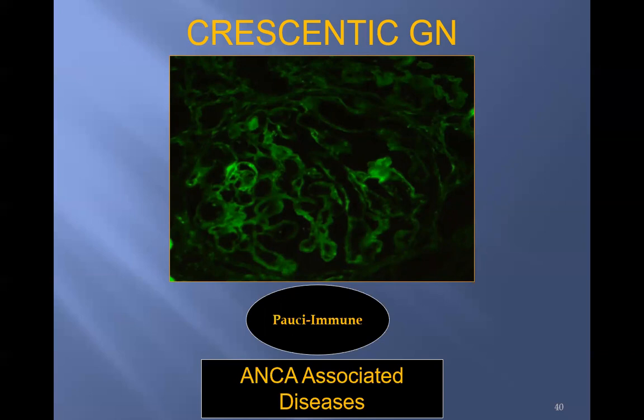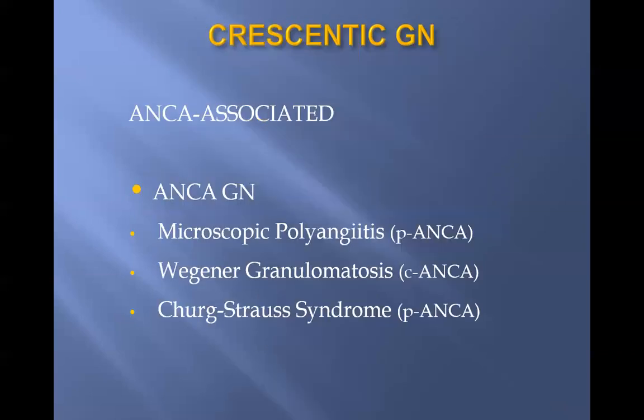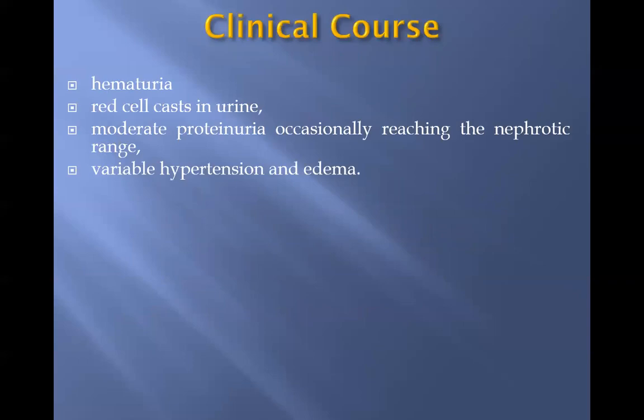which you usually see in ANCA-associated disease. And you all know there are three diseases: microscopic polyangiitis, which is P-ANCA, Wegener granulomatosis, which is C-ANCA, and Churg-Strauss. Churg-Strauss doesn't cause this, so you just remember these two: P-ANCA, C-ANCA, Wegener and microscopic polyangiitis.